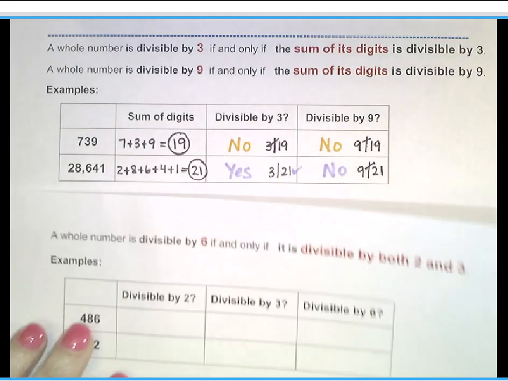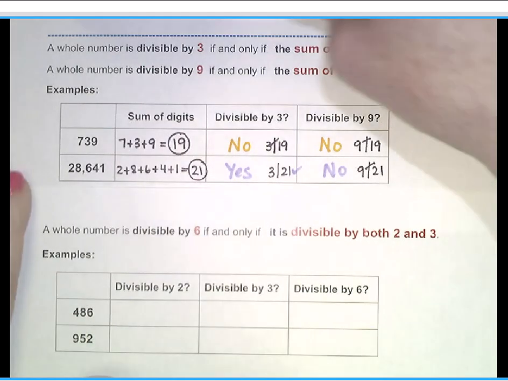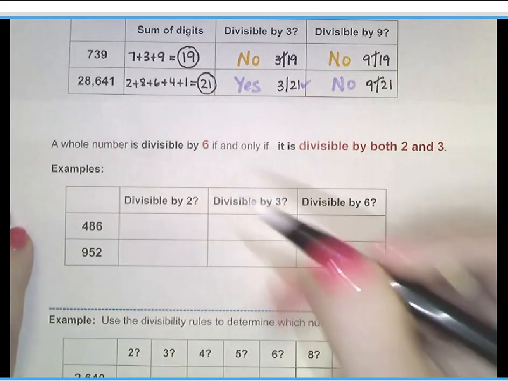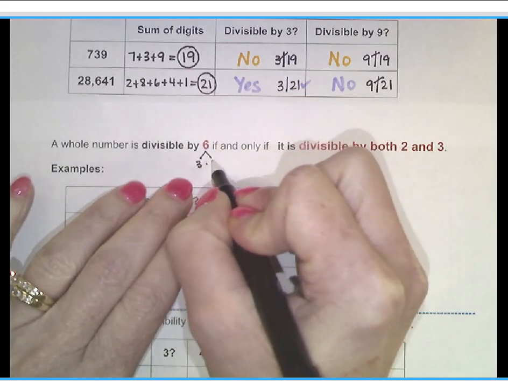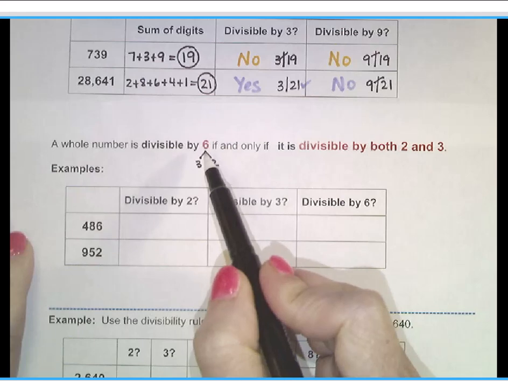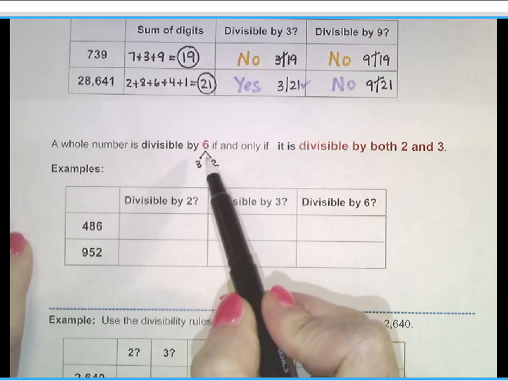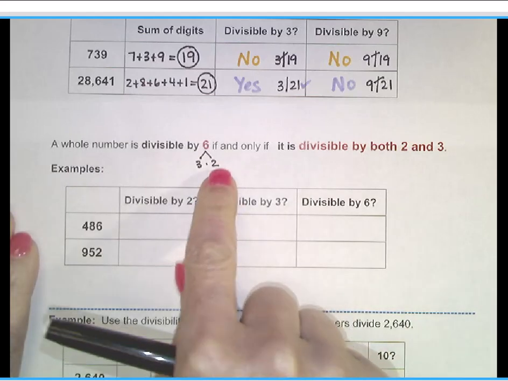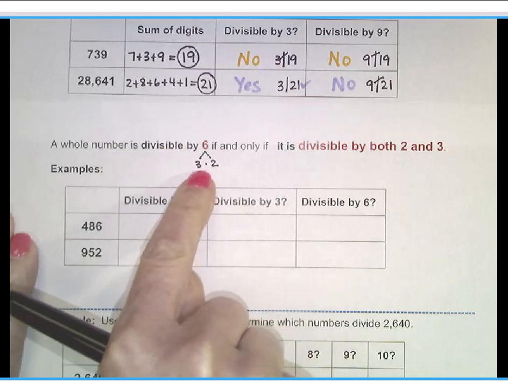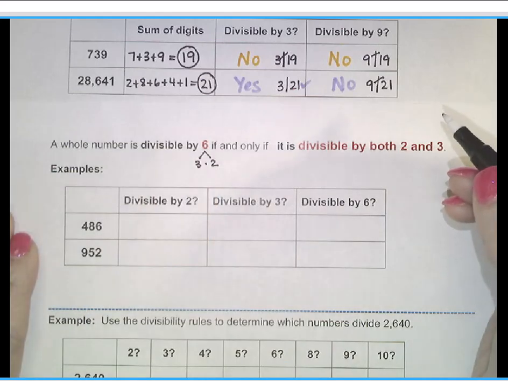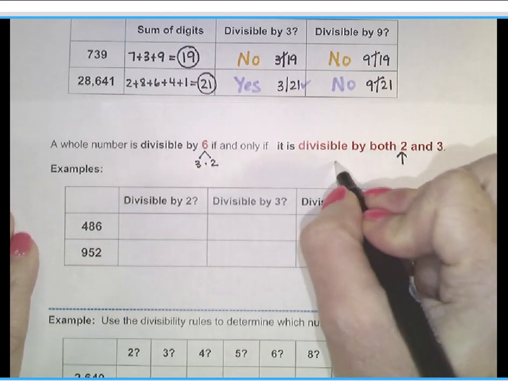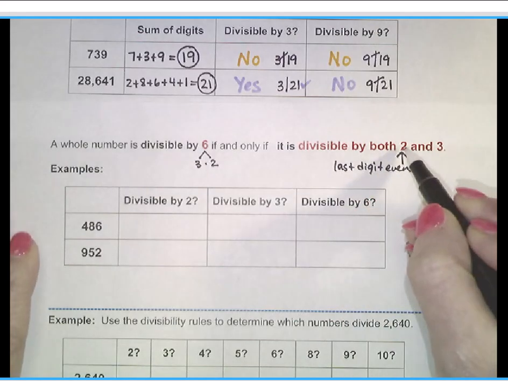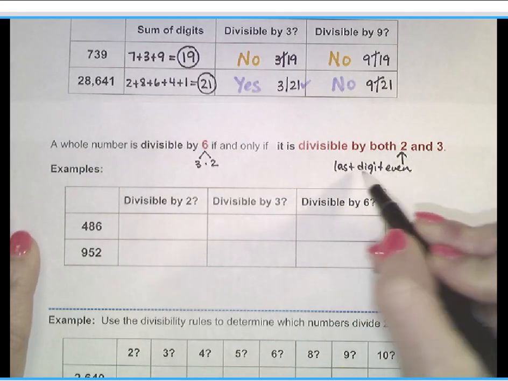So then the other rule that we're going to talk about is the divisibility rule for 6. So this is kind of like a combo rule, and it's because 6 is 3 times 2, right? So if a number is going to be divisible by 6, it inherently has to be divisible by 3 and also 2, which means you have to do the divisibility rule for 2 and also the divisibility rule for 3. So divisible by 2, that means the last digit is even. That's what divisible by 2 means. The last digit, the ones place, is even.